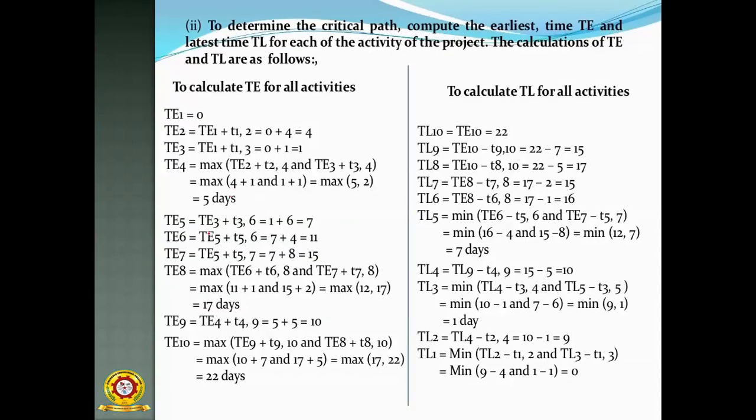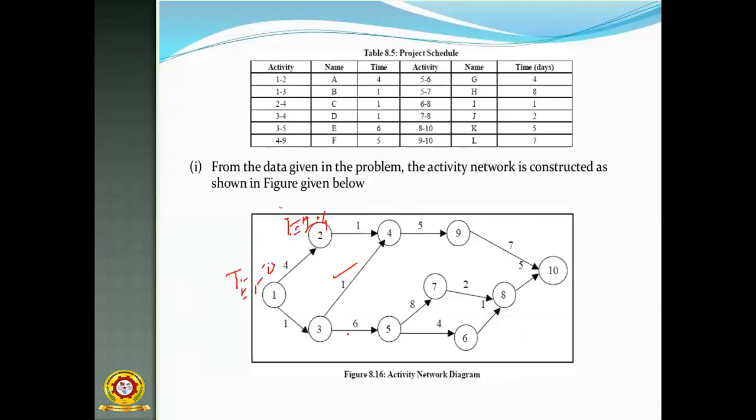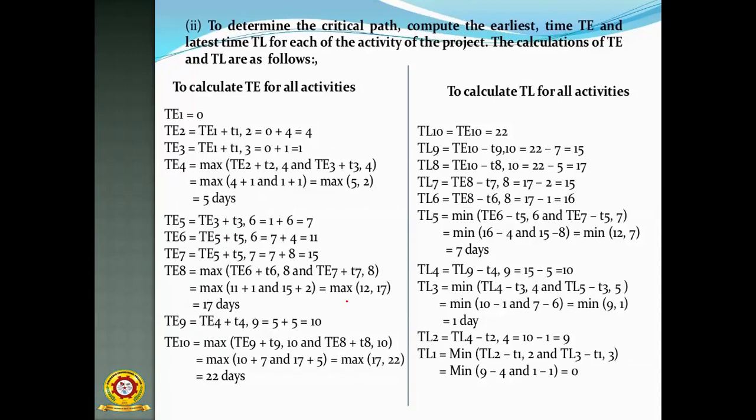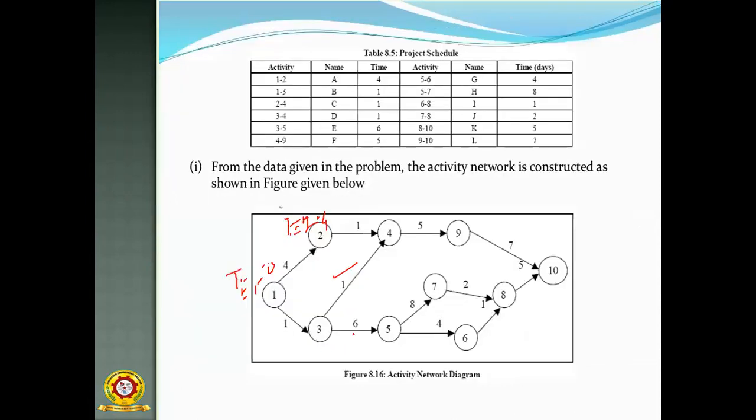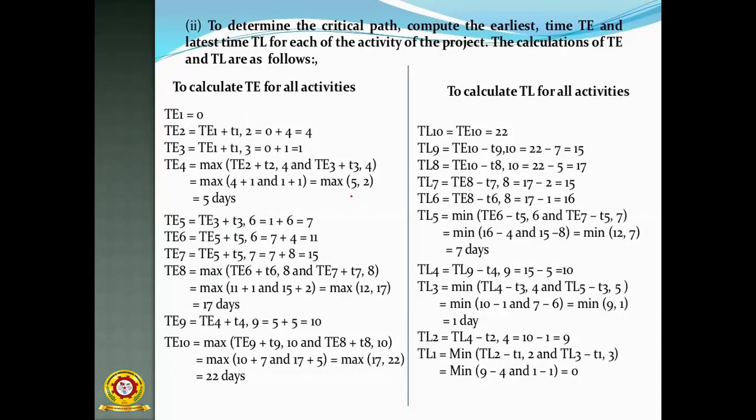TE5, I think, is TE3 plus T3. So that is 1 plus 6. What is the value of TE3? 1 plus 6. Okay. So the value of T3 is 7. Like this you have to calculate up to the end.